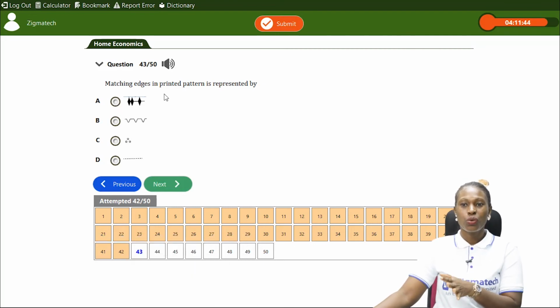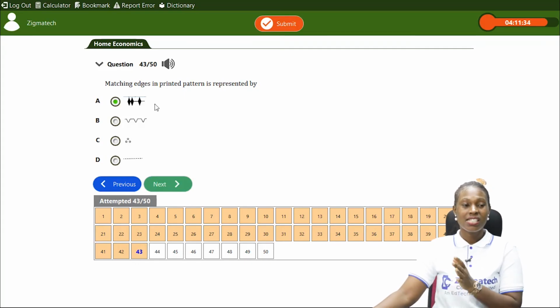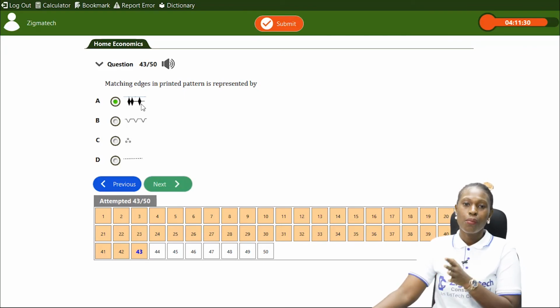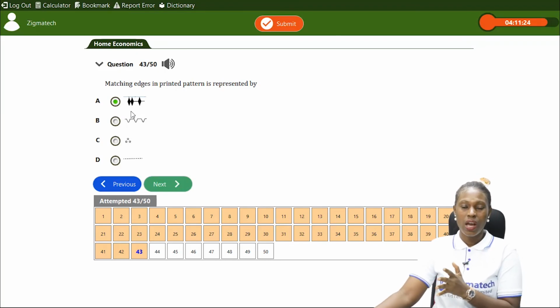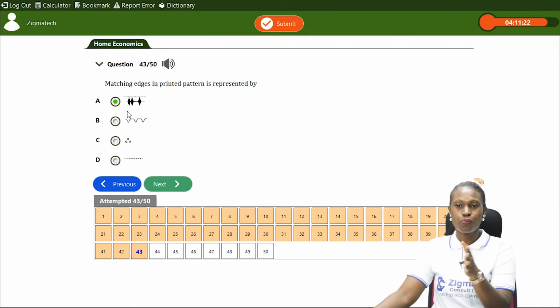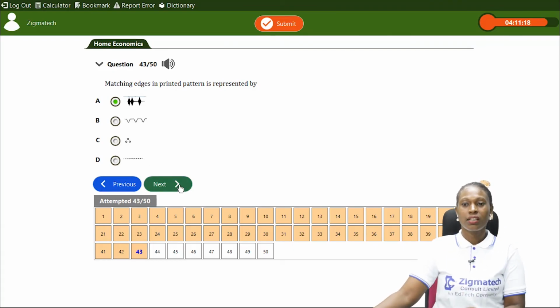Now, matching edges in printed pattern is represented this way. We have different options. Option A is the best answer for that question. That's the diagram to say that this refers to matching edges in printed pattern. They are all the same. They are all matching despite the space and all of that. It's matching. Now look at the next question.